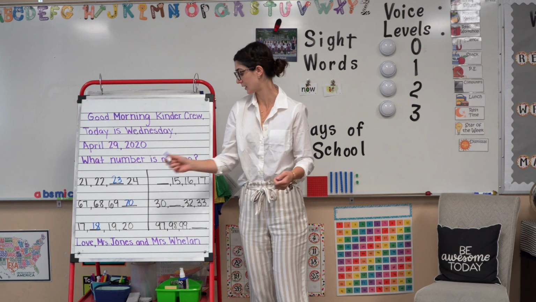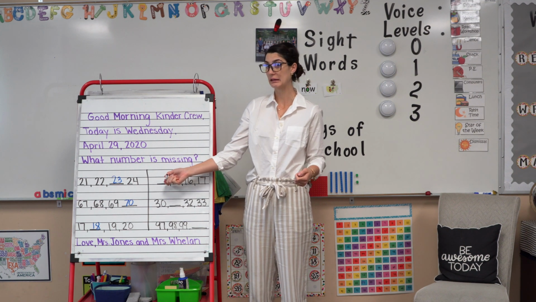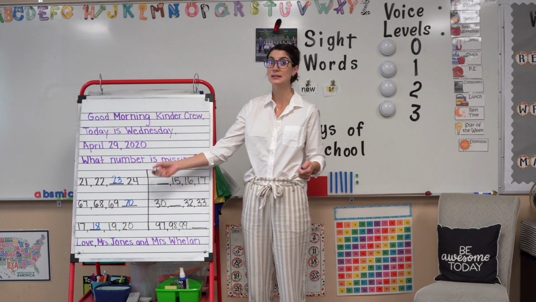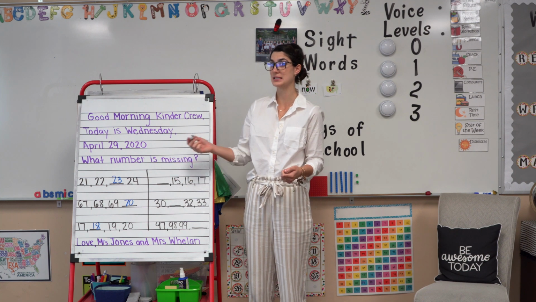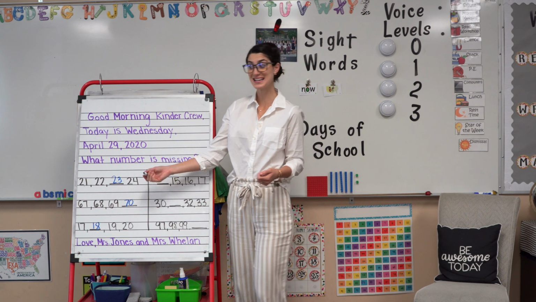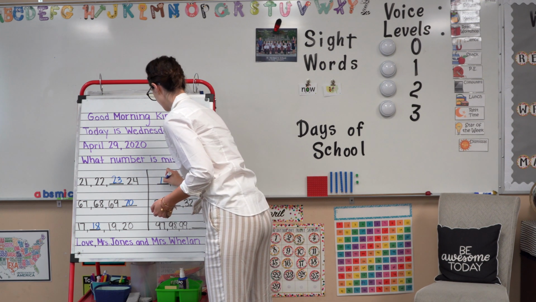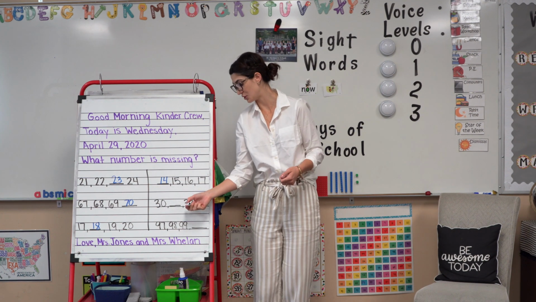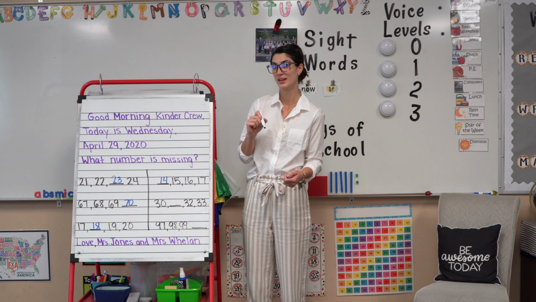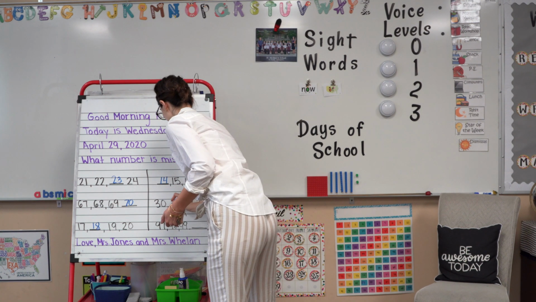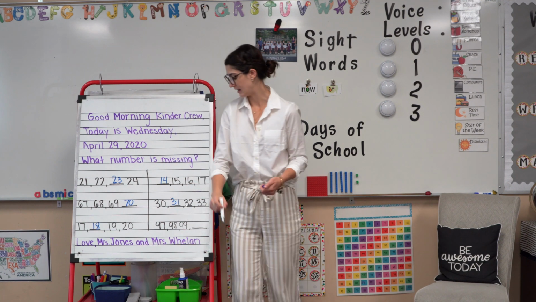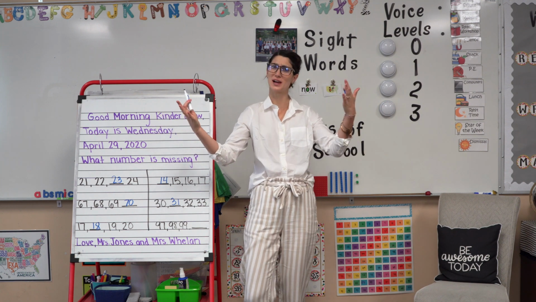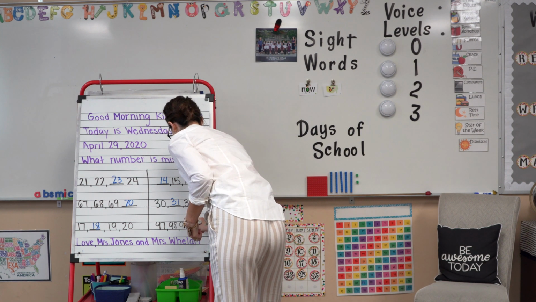All right, let's look up here. Well, we're starting with a blank. Blank, 15, 16, 17. What number should be here? 14, awesome. All right, we have 30, 32, 33, 31. And finally, 97, 98, 99, 100. You guys know that. Good job.